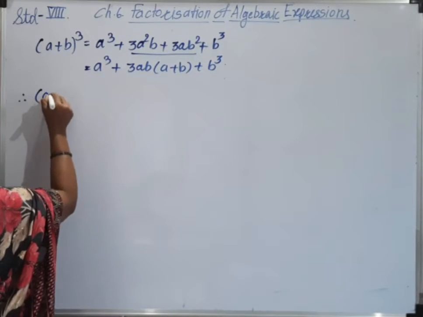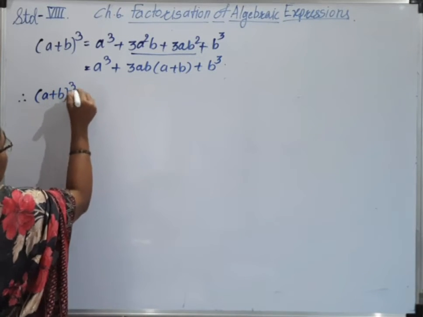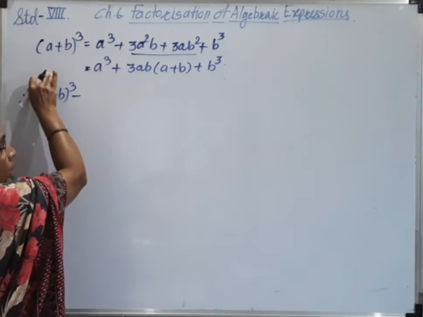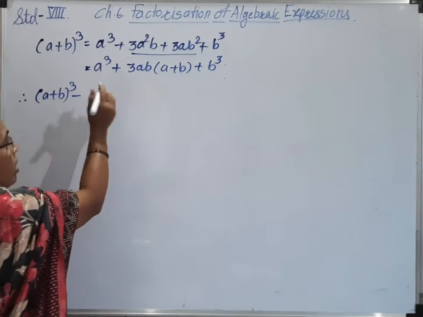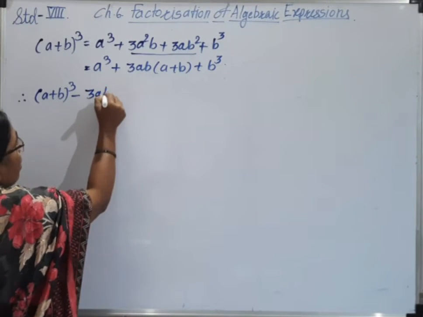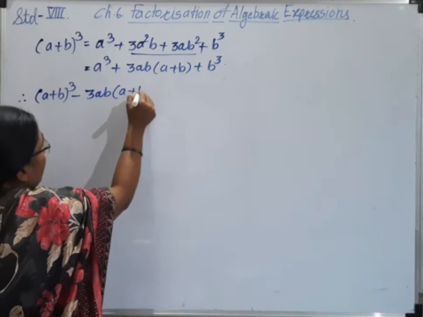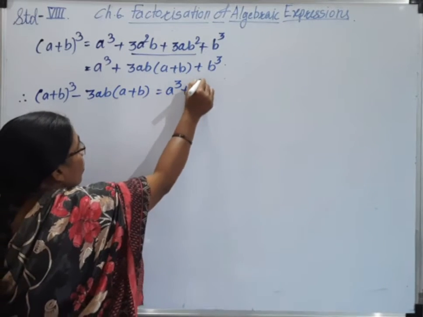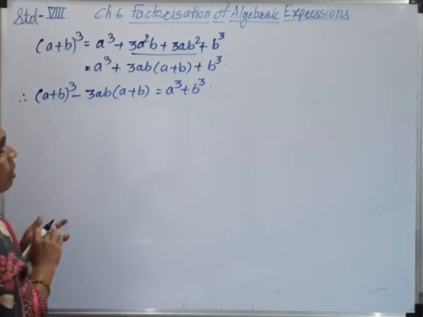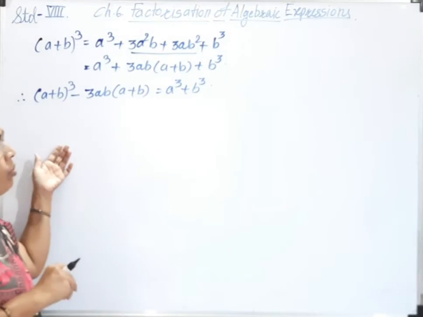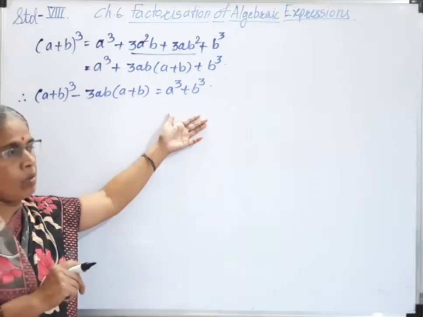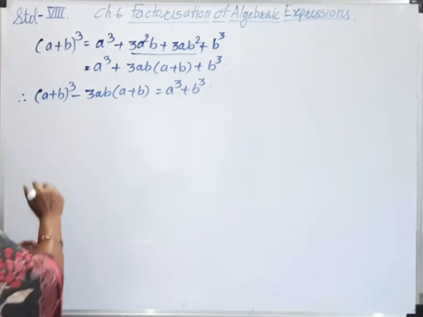So (a plus b) whole cube minus, because we are taking this whole term to the left side and when we change the side the sign also changes, 3ab into the bracket (a plus b) is equal to a cube plus b cube. Now in this video we are going to learn how to find the factors of the sum of cubes of two terms, that is a cube plus b cube.